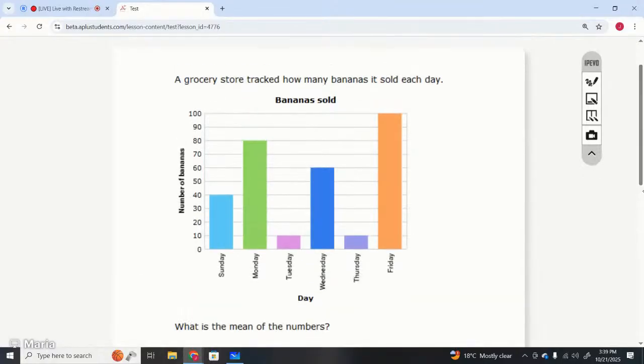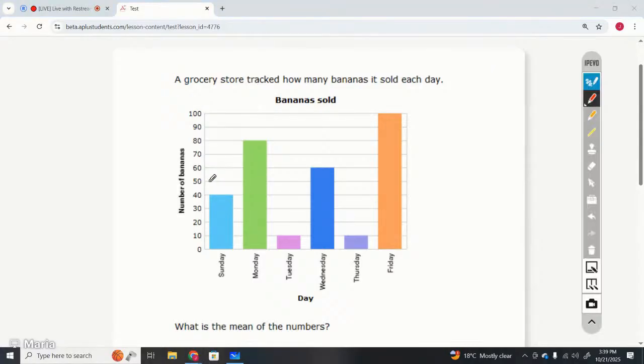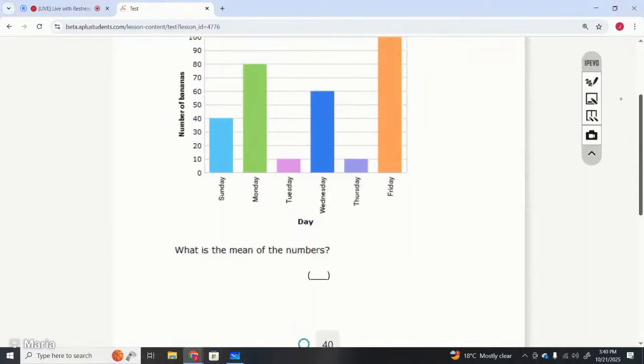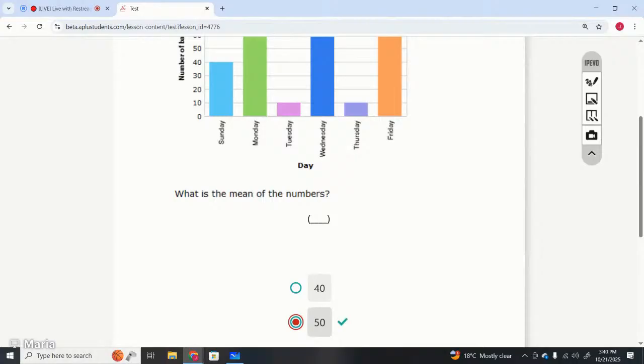What is the mean of the numbers? 40, 80, 10, 60, 10, 100. 100 plus 10 plus 60 plus 10 plus 80 plus 40 is 300. 300 divided by 6 is 50. So 50 is the correct answer. Option 2 is the correct option.